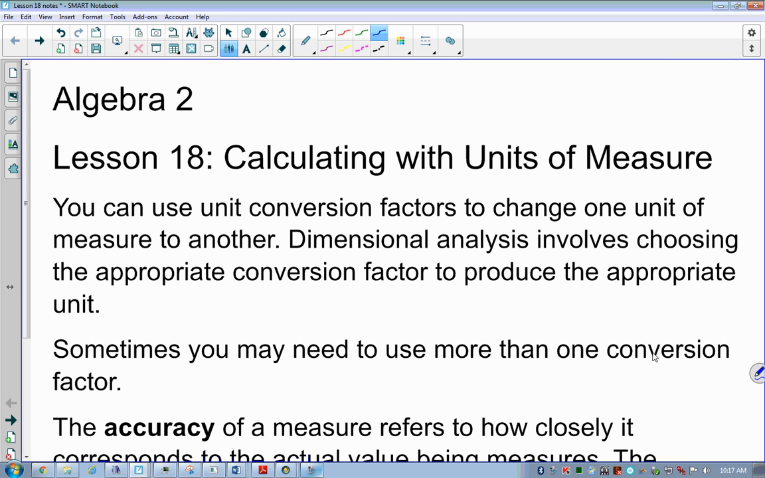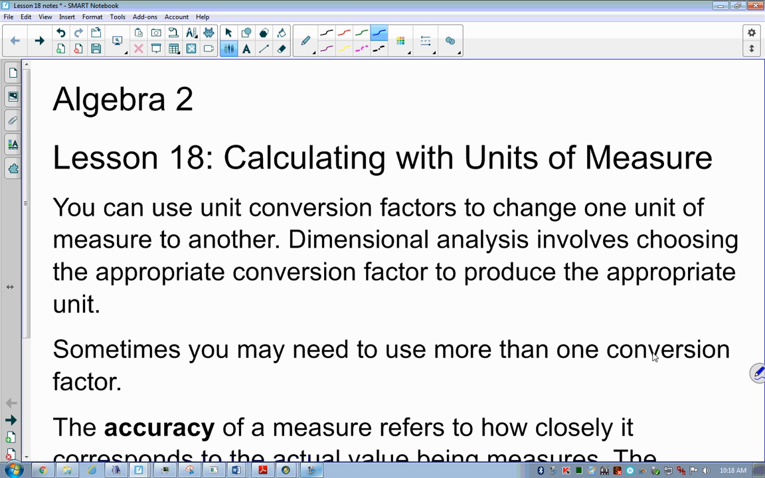So we can use unit conversion factors to change one unit of measure to another. So if we're converting from feet to inches or even miles to meters, we'll use unit conversion. Dimensional analysis involves choosing the appropriate conversion factor to produce the appropriate unit. And we'll talk about the correct process for converting into different units. Sometimes you may need to use more than one conversion factor, if we're trying to convert from miles to meters or miles to kilometers.